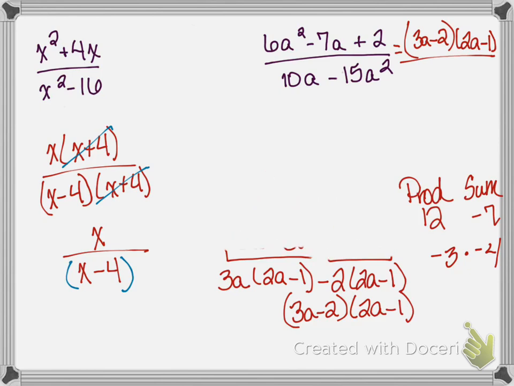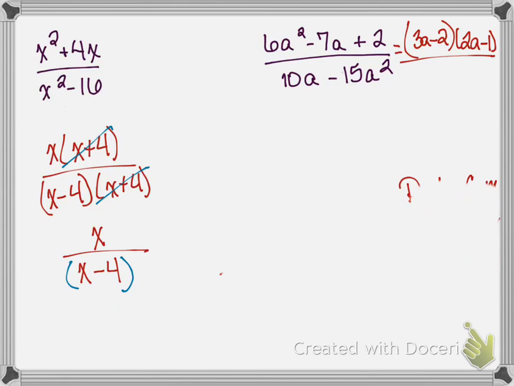Okay. Now, the second one, or the denominator, I have 10a minus 15a squared. 10a minus 15a squared. If you aren't careful here, you won't factor this one completely. So I want you to be careful. What do you notice about this one that's a little bit different than other ones?